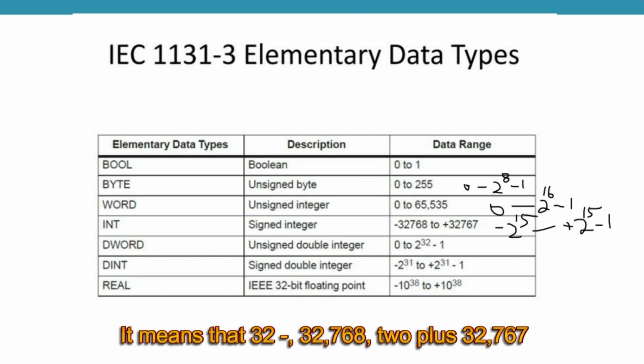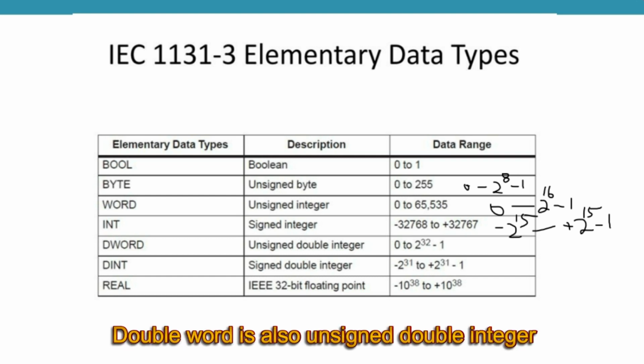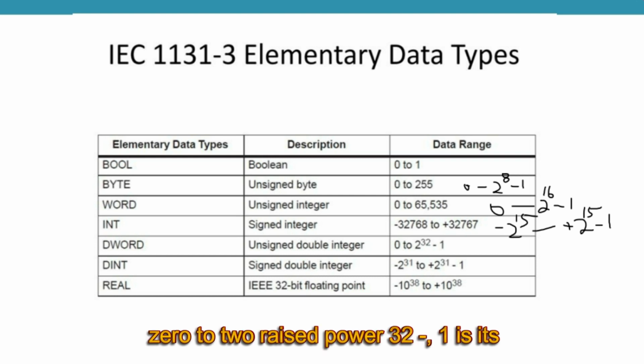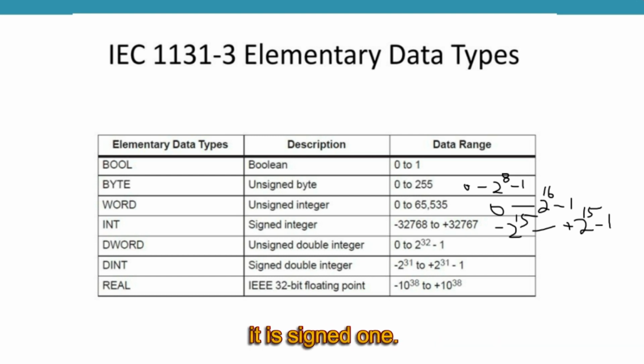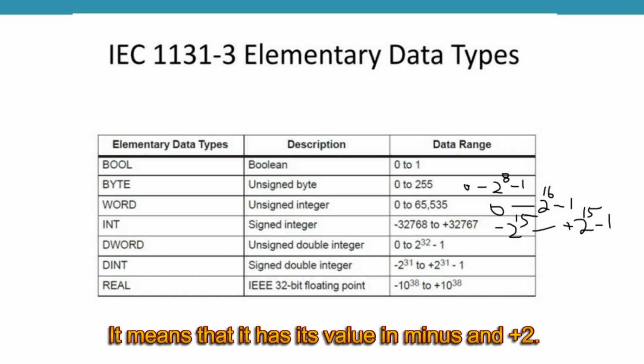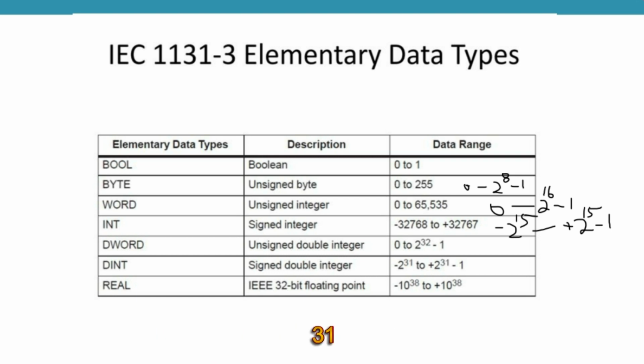It means that minus 32,768 to plus 32,767 is its range. Double word is also unsigned double integer. 0 to 2 raised to power 32 minus 1 is its range. And double integer is also signed double integer. It is signed one. It means that it has its value in minus and plus. Its value ranges from minus 2 raised to power 31 to plus 2 raised to power 31 minus 1.